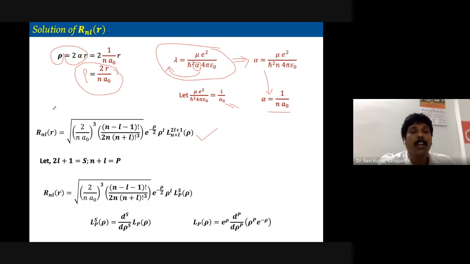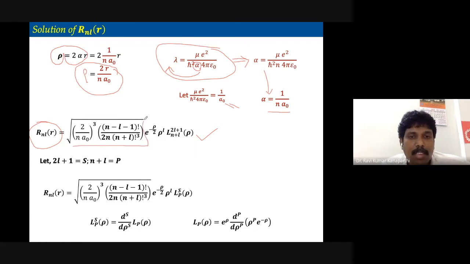The solution R of r is nothing but R n l of r. Initially, we just thought that we were trying to find the radial equation, the radial function. Now we realize that the radial function depends upon two quantum numbers. One is the principal quantum number, the other one is l, the azimuthal quantum number. It depends upon both. Therefore R n l of r, the radial function, now becomes a function of these, and it is expressed in this fashion.